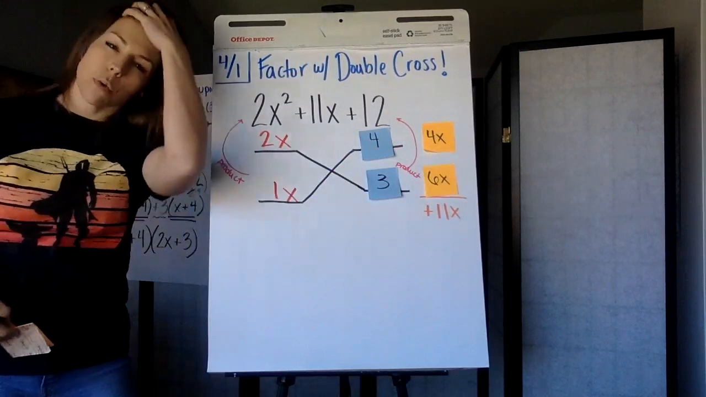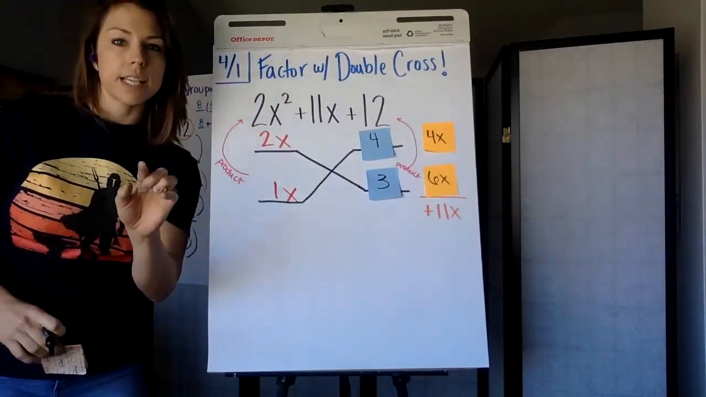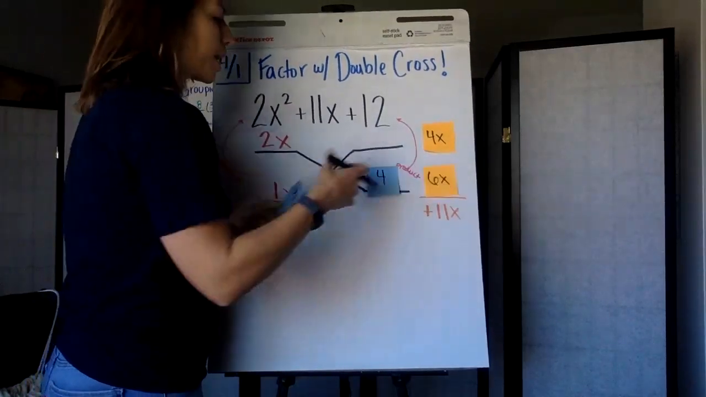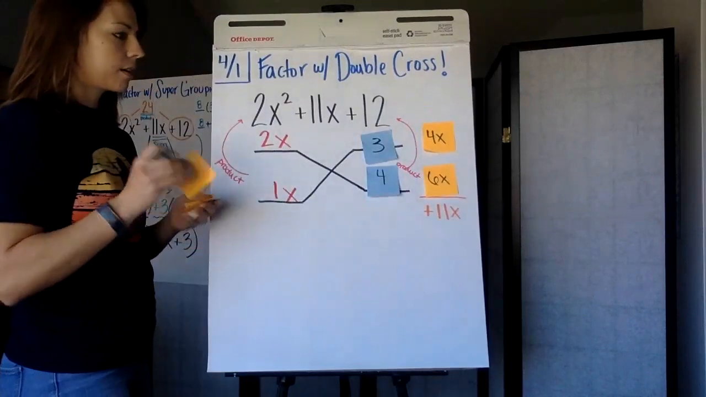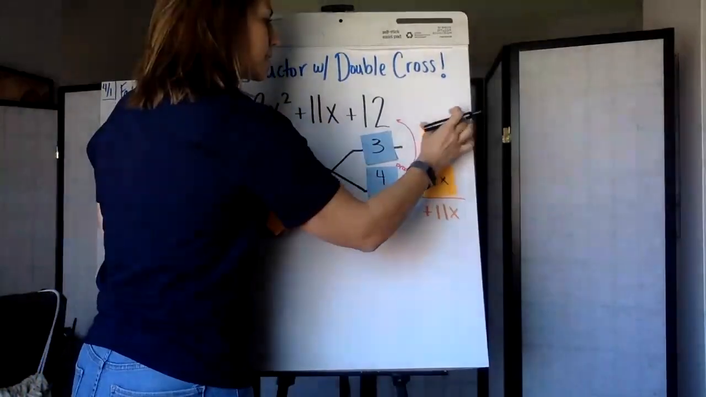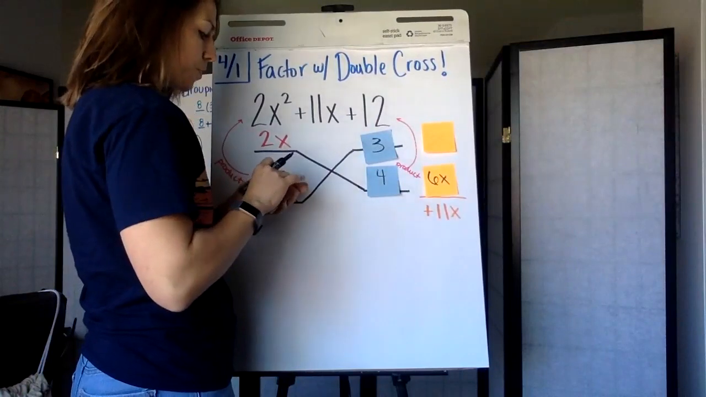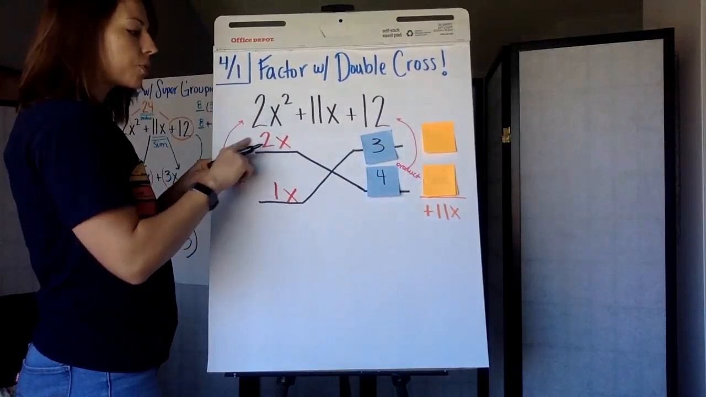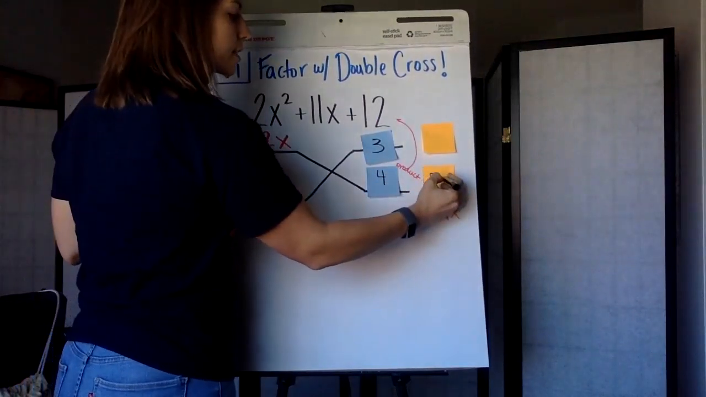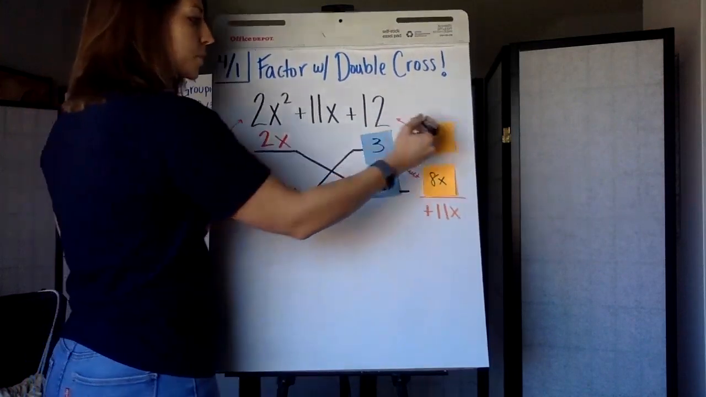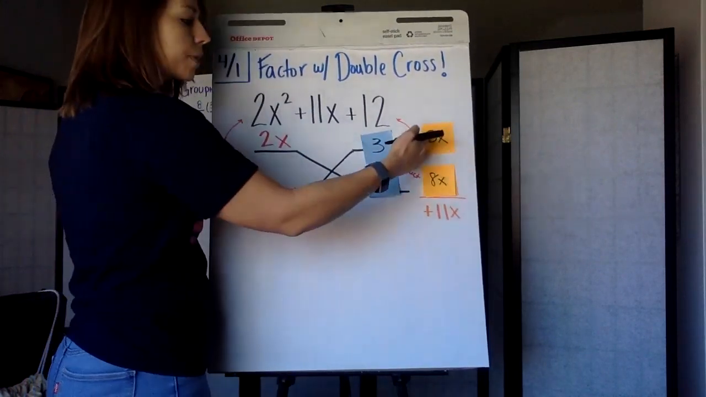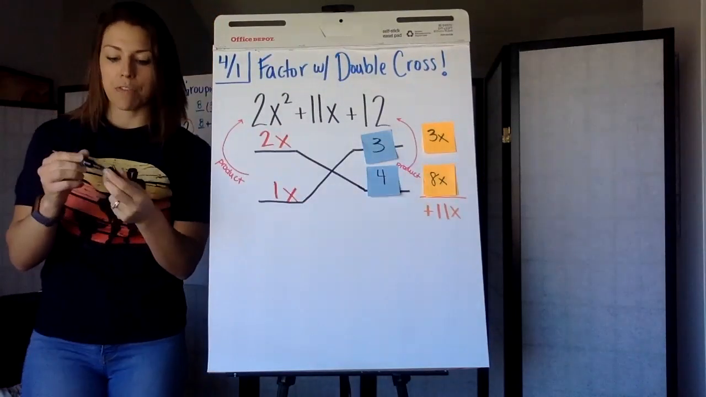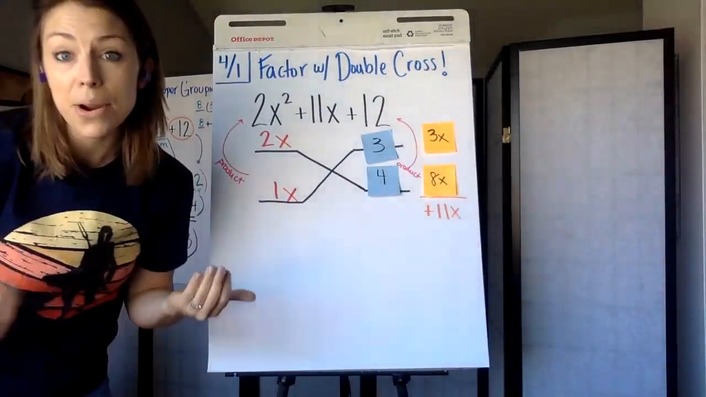No, but does that mean that 4 and 3 are wrong? Not necessarily. Let's try switching them. Put 4 down here and 3 right there. Let's see what that does. I'm going to run out of Post-its here pretty soon. All right, let's see if that changes things. 2x times 4 is 8x. 1x times 3 is 3x. Does 3x plus 8x equal 11x? Yes, it does. That means we found our correct numbers.